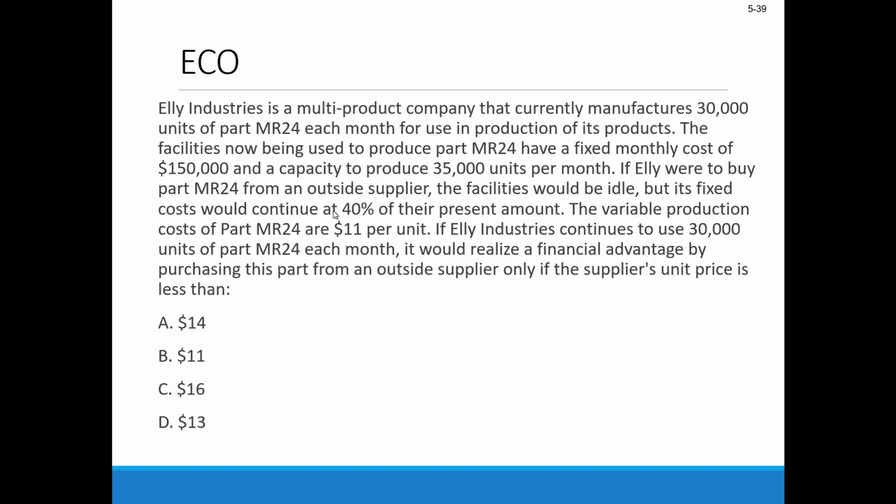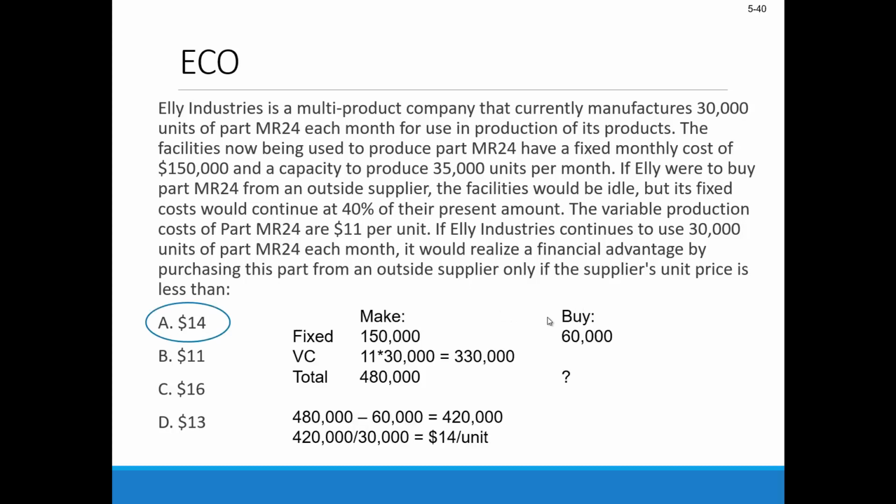But fixed costs would continue at 40% of their present amount. That was the $150,000. The variable production costs of the part are $11 per unit. If Ellie continues to use 30,000 units of part MR24 each month, it would realize a financial advantage by purchasing that from an outside supplier only if the supplier's unit price is less than what? So pause this, try to come up with a number there, and then come back for the answer.